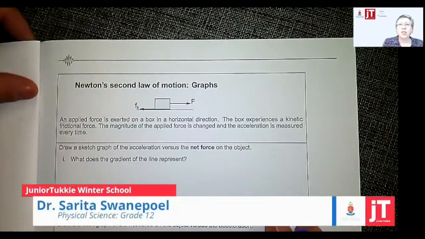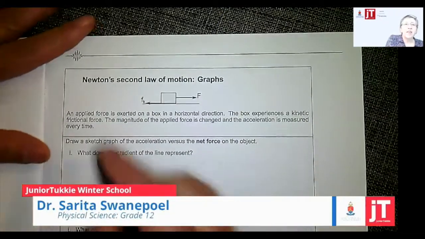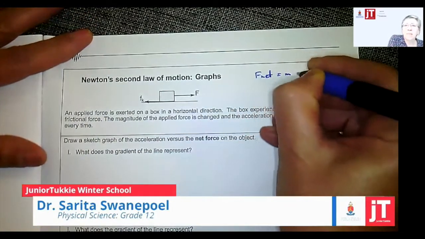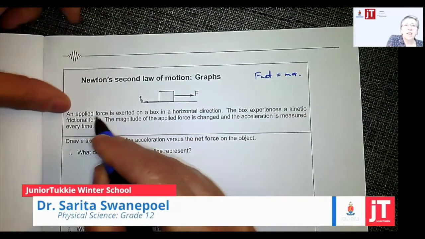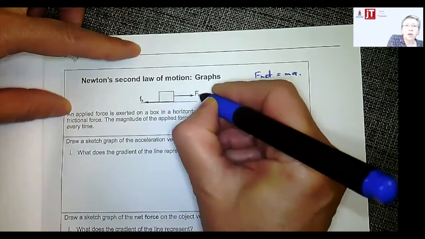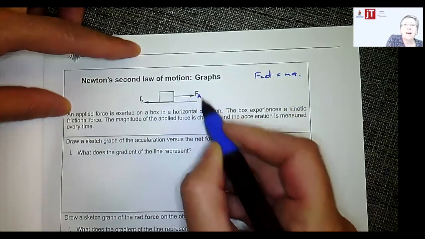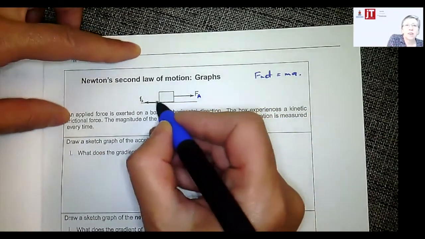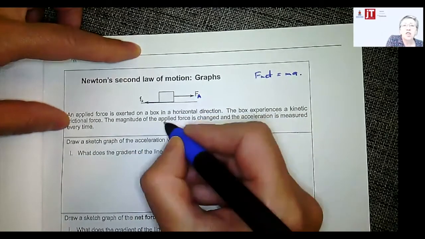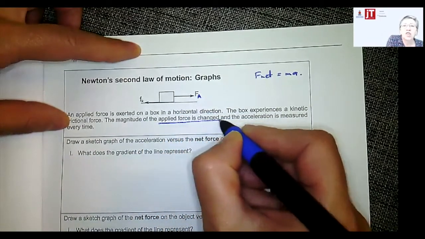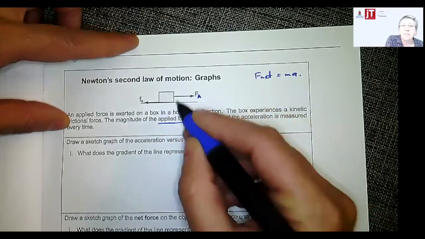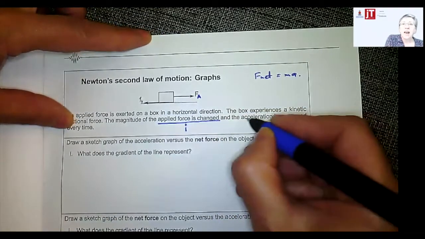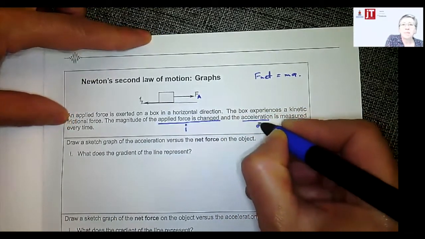Right, now we are going to do a last example, and that is on Newton's second law of motion. So we're all talking about F net equals m times a. Now they're telling you that an applied force is exerted on the box. Let's put an A there, definitely applied force in a horizontal direction, and the box experiences a kinetic frictional force right there on the surface, right? The magnitude of the applied force is changed, right? So that is my independent. I am putting on different forces over here, exerting different forces. And the acceleration is measured, so that is my dependent.